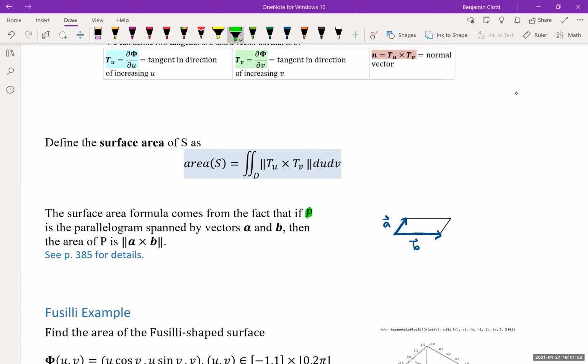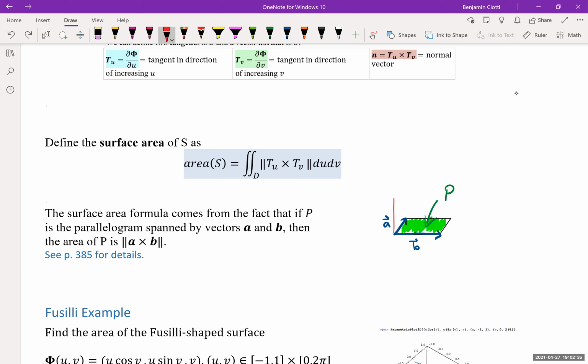Let's say you have some parallelogram P that's spanned by two vectors A and B. So here's a parallelogram P, and it's spanned by two vectors A and B. Right, there's A and there's B. And when I say spanned, I basically mean like what you can see in the picture. Then it's a fact that is shown in theory in linear algebra, so maybe you saw this in Math 18, that the area of P is actually the length of the cross product of A and B.